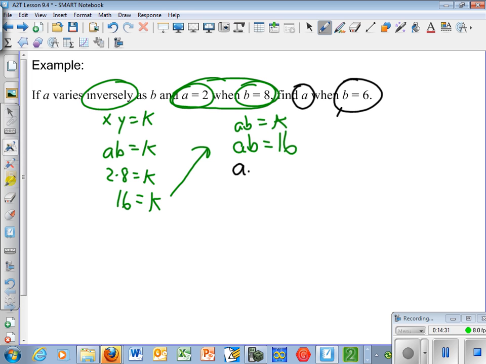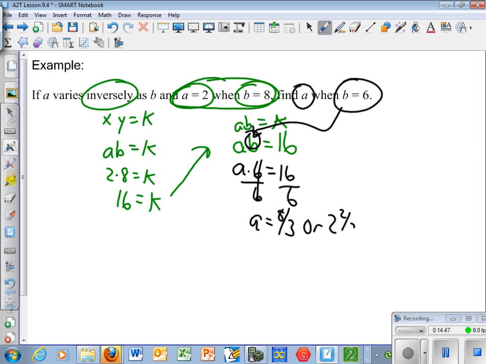So now I'm going to try and find a, so a is the one I'm trying to find. I'm going to put 6 in for b right here. So a times 6 is 16. We're going to divide by 6 to solve for a, because that's what we're trying to find. Again, it comes out to be a fraction. I'm going to leave it as 8/3, or 2 2/3. And again, this is a decimal that repeats. It'd be 2.6 repeating, so I would leave it as a fraction. And that is pretty much lesson 9.4.